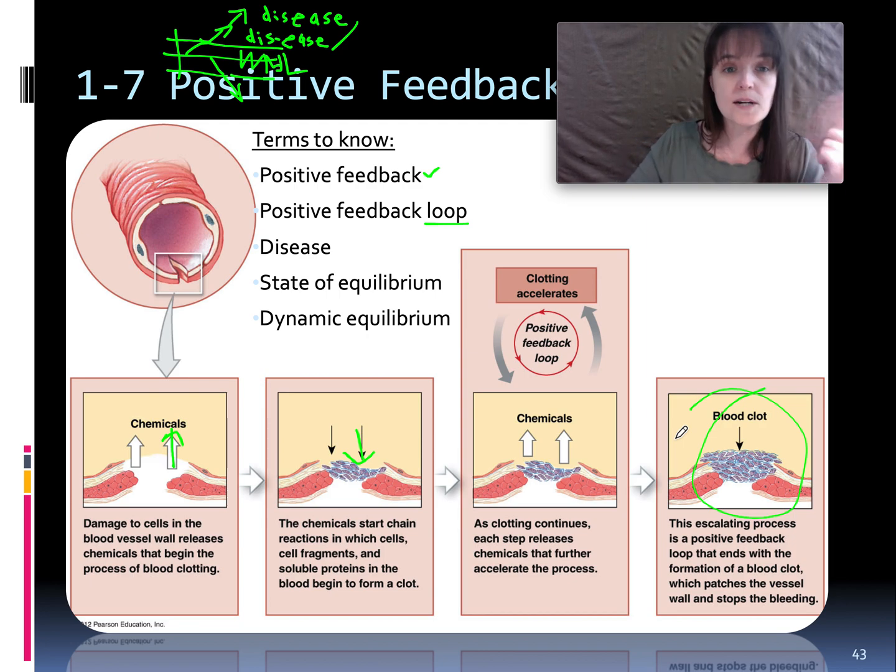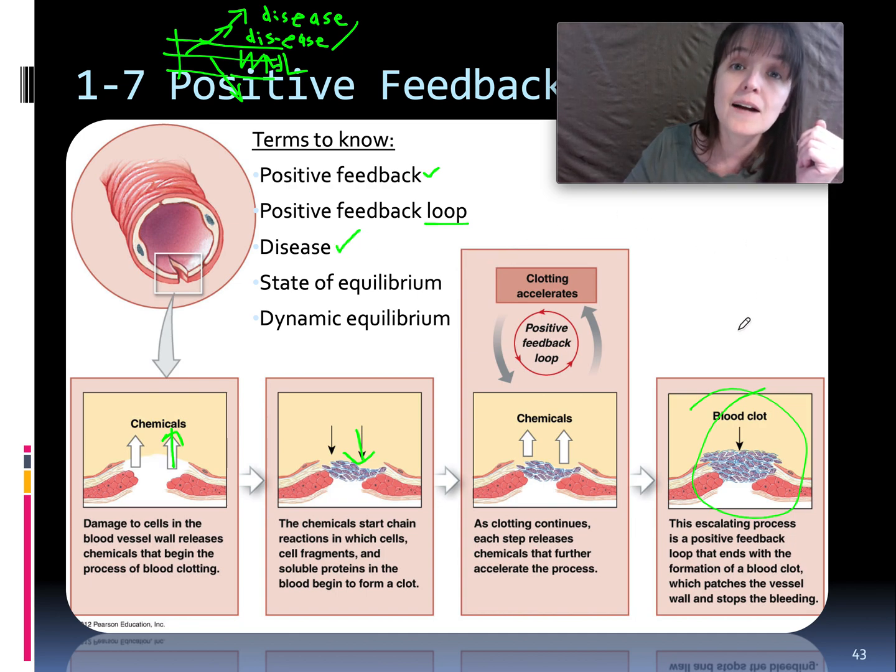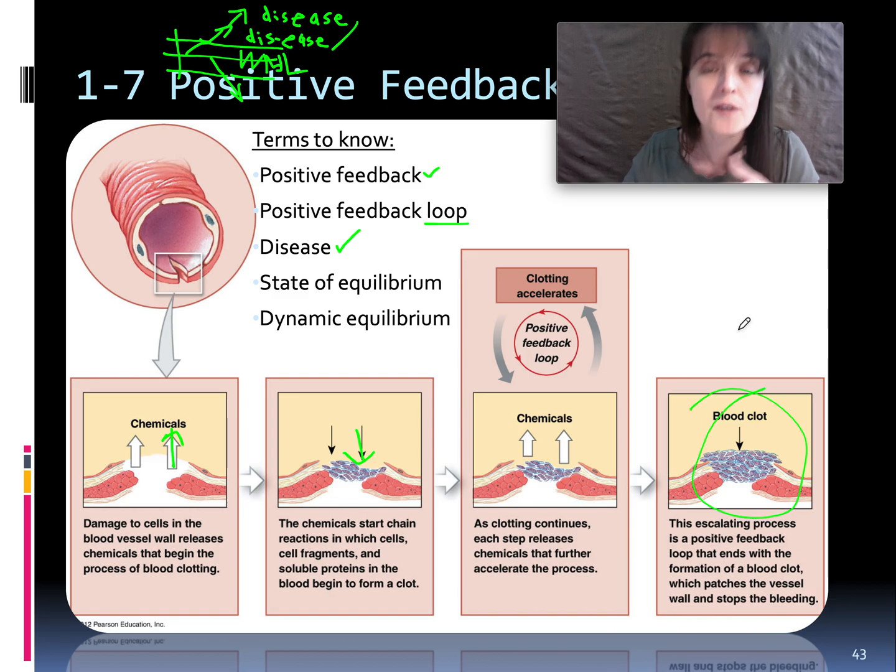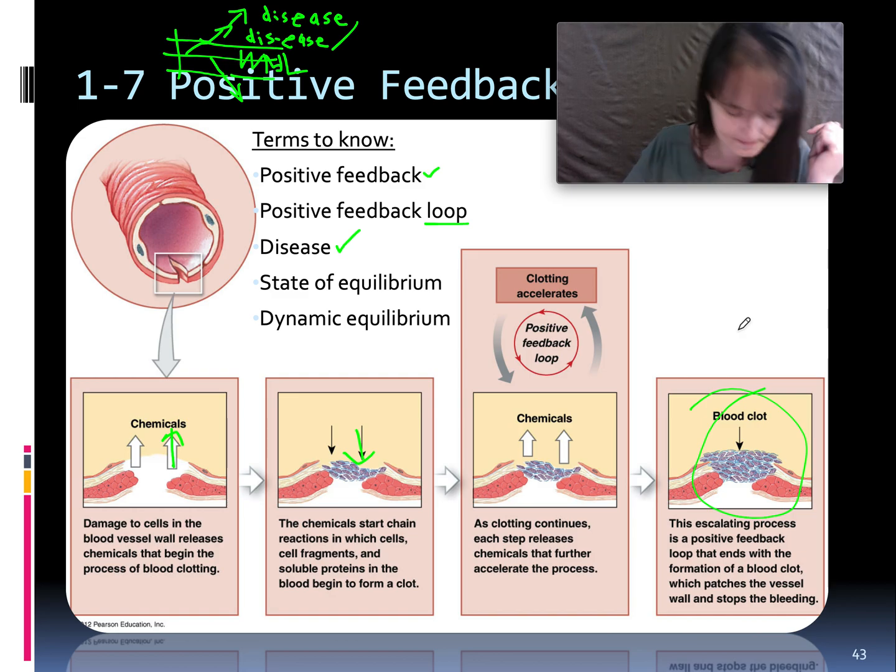Okay. Disease we already talked about. I was ahead of myself by 5 minutes, which happens. And that's outside of WNL, outside of within normal limits. When you have left homeostasis, you have entered disease.